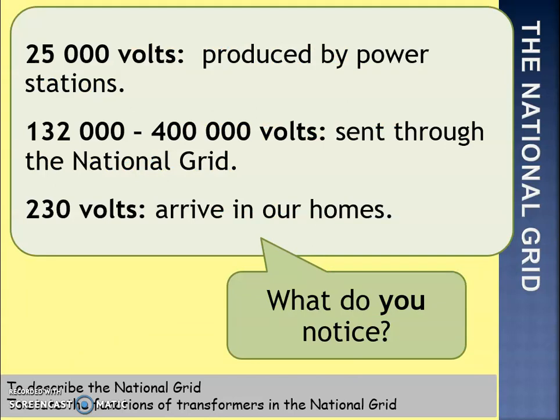Okay, power stations generally produce electricity at 25,000 volts. Now when that's sent through the cables of the national grid, that electricity is then at 132 to 400,000 volts. So any pylons that you see, any wires that you see above you, that's the size of the voltage going through those wires. Now when that arrives in our homes, that's at 230 volts.